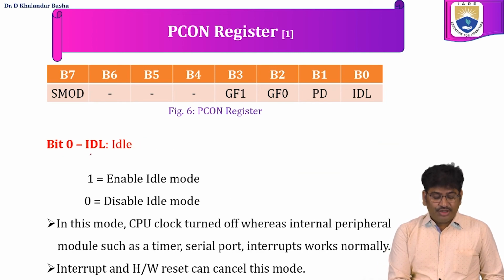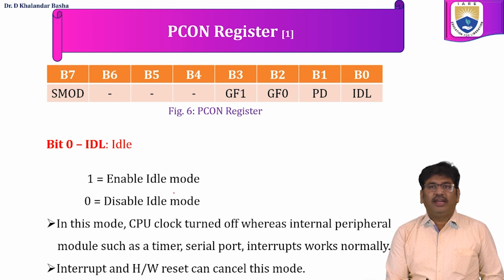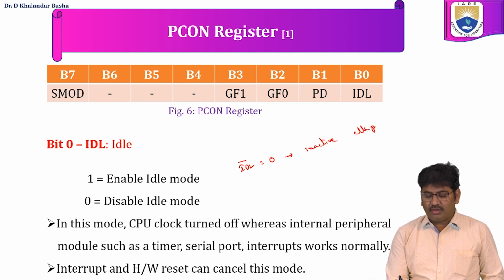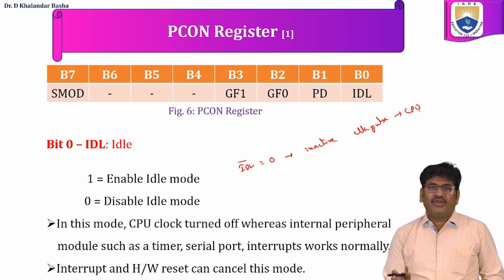The LSB bit, bit 0, is IDL, that is for idle. If this bit is equal to 1, it will enable the idle mode, and if this bit is equal to 0, it disables the idle mode. If the IDL bit is 1, it indicates the IDL bar signal is equal to 0, which will make the clock pulses inactive to the CPU. Whereas for peripherals, the clock pulses will be transmitted.